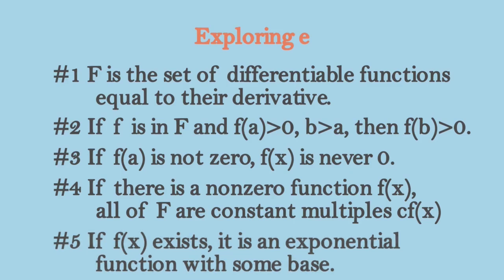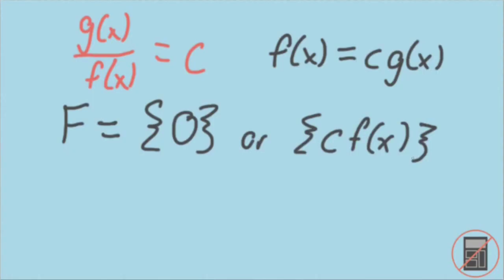Finally, we're going to show that if f of x exists, it must be an exponential function, and all other functions are multiples of it. So let's suppose further that this thing actually exists. In the next video, we'll be more rigorous in proving that it does. And let's take a look at why this must be an exponential.